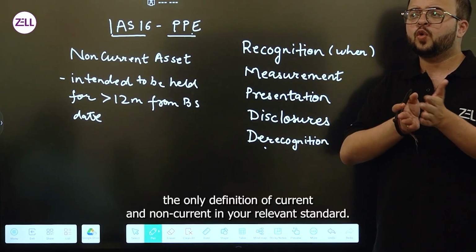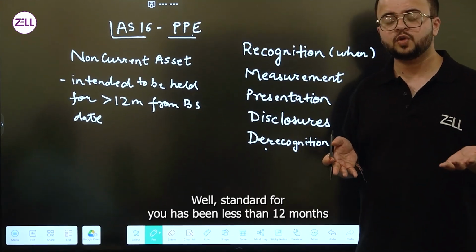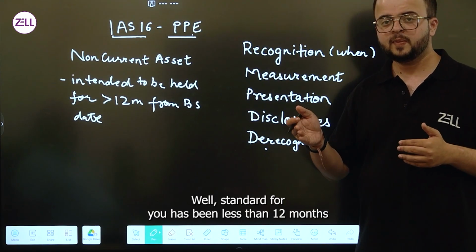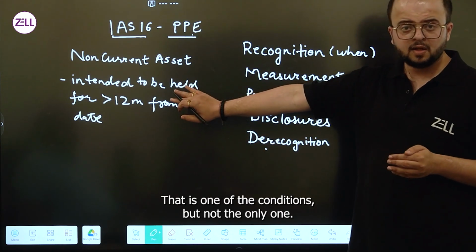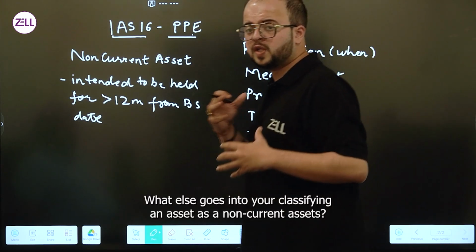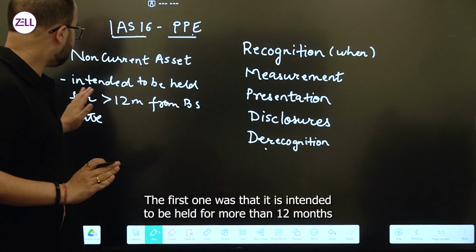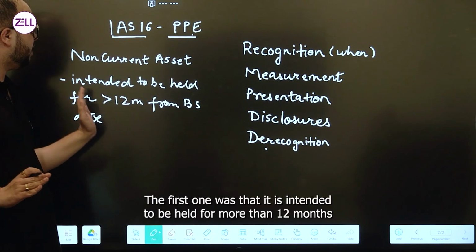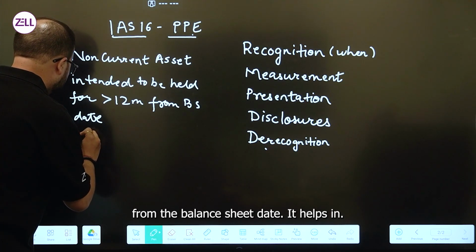As kids, the only definition of current and non-current in your 11th standard or 12th standard has been less than 12 months current, more than 12 months non-current. That is one of the conditions, but not the only one. What else goes into classifying an asset as a non-current asset? The first one was that it is intended to be held for more than 12 months from the balance sheet date.